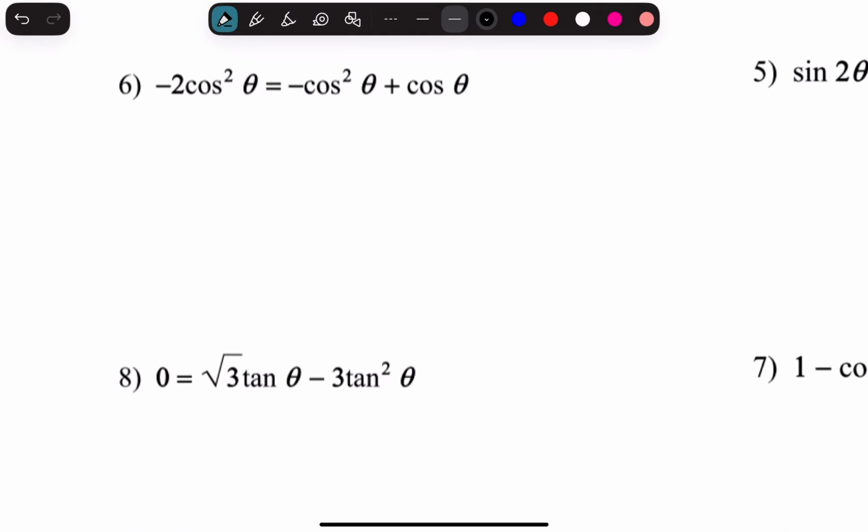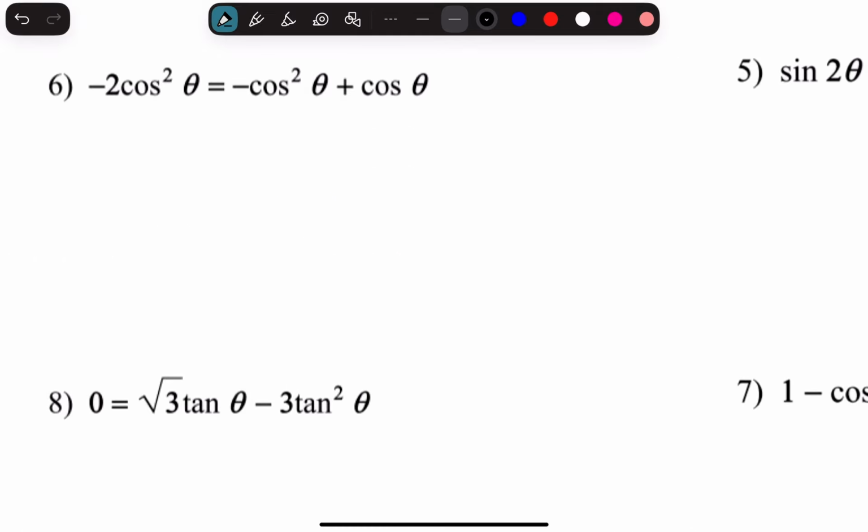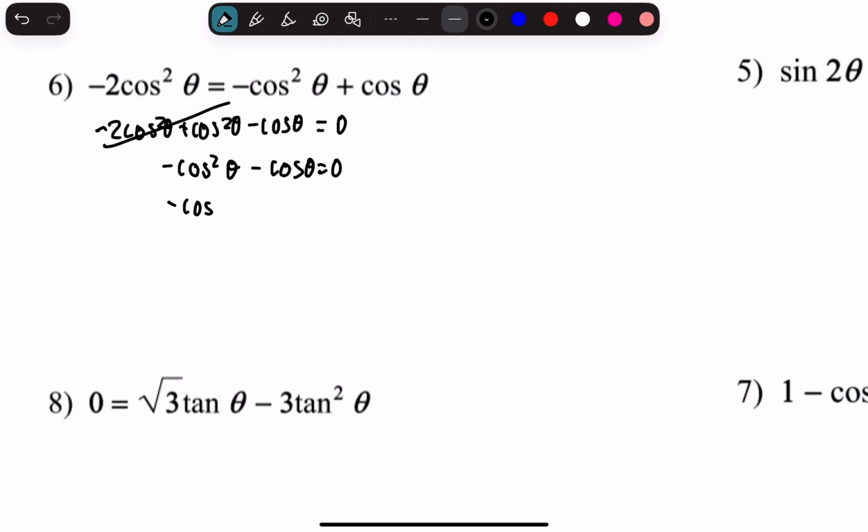Okay, so let's move on to 6. Let's move everything to one side. So we have negative 2 cosine squared of theta plus cosine squared of theta minus cosine of theta equal to 0. So now you have negative cosine squared of theta, because one of those gets removed, minus cosine of theta, equal to 0. Now you're also going to factor out one of the cosines of theta. Now you have cosine of theta times cosine of theta plus 1 equal to 0.